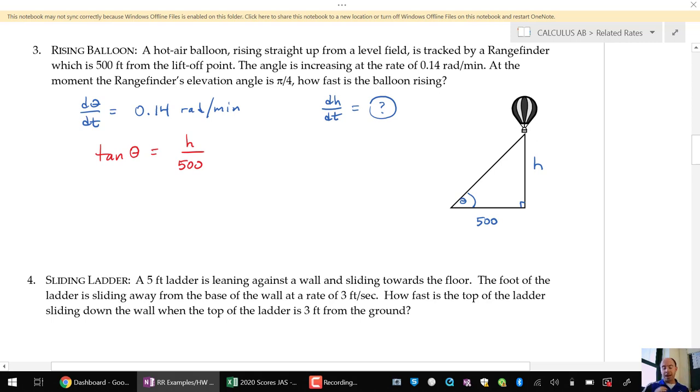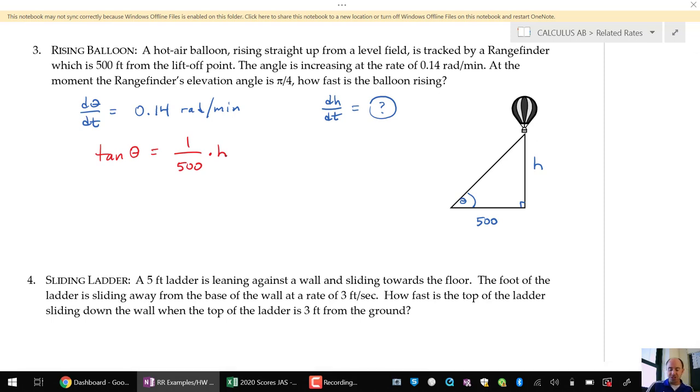And remember that h divided by 500 is the same thing as writing 1 over 500 times h. And from a calculus perspective, I kind of like that a little bit better. And you'll see why in just a minute. So there's the equation. Let's take the derivative of both sides.